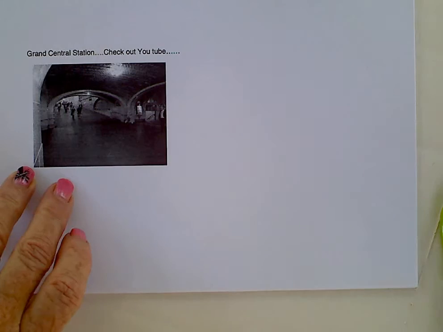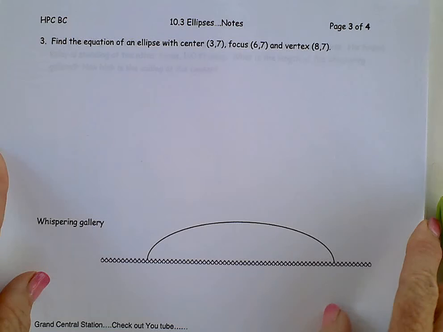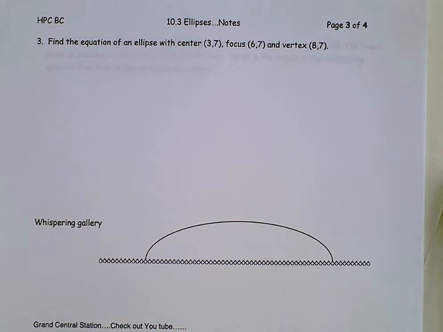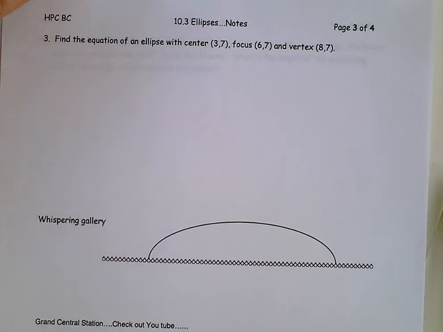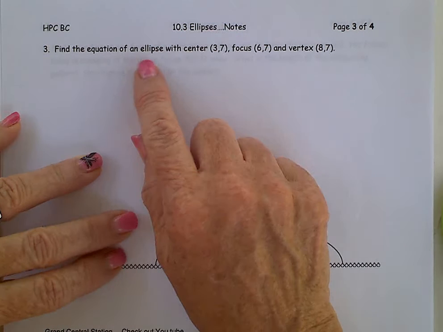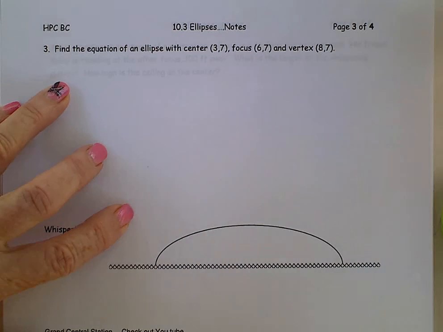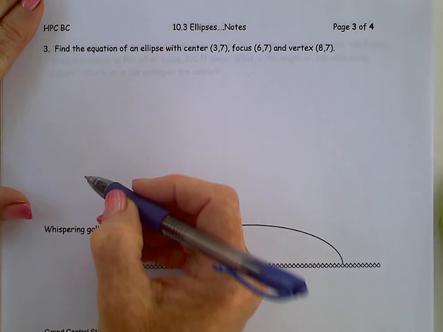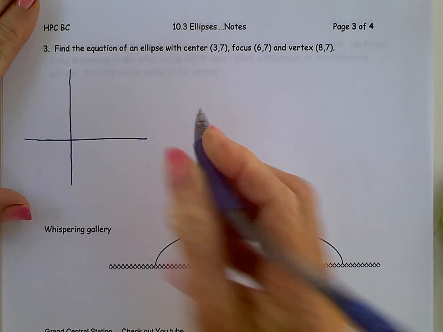Let's look at flipping things around a bit. This time, let me give you some information about an ellipse, and you come up with the equation. We are going to find the equation of the ellipse with center at 3, 7, focus at 6, 7, and vertex at 8, 7. So sketching a quick graph, doesn't have to be perfect, but reasonably close.